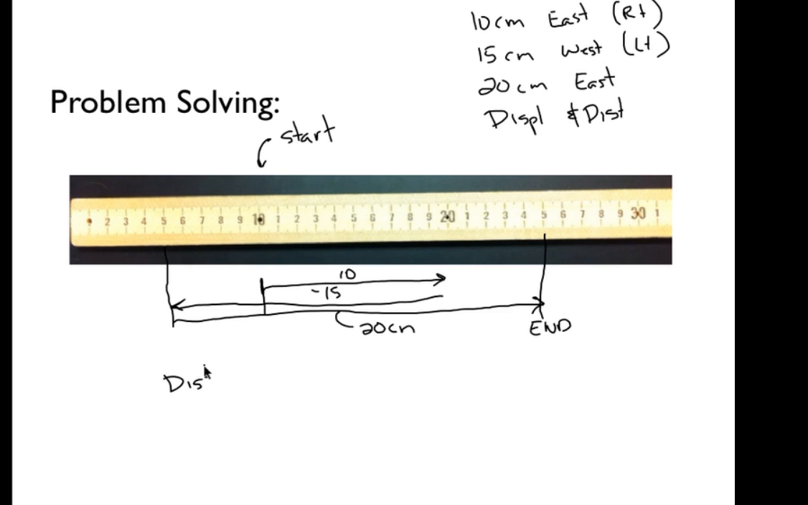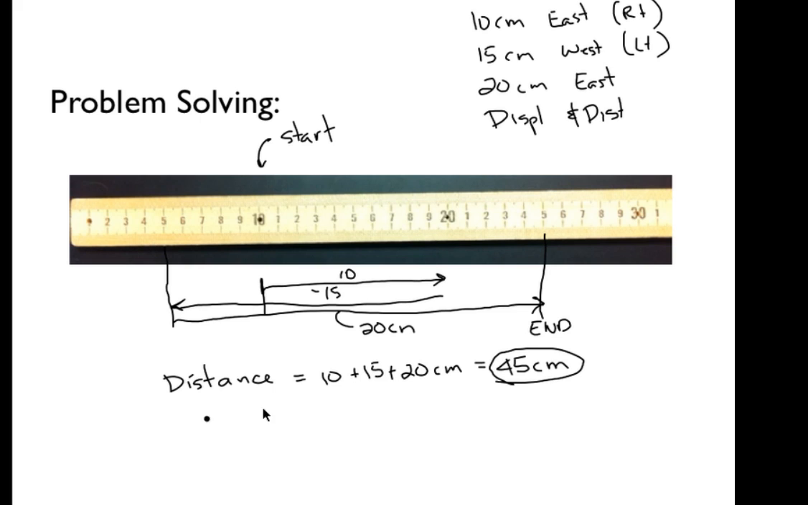Well, distance is simply adding up all of them. I'm taking all of them as positive values because distance is just how far you traveled. So I went 10 plus 15 plus 20 centimeters, which gives me 10, 25, 45 centimeters. So the bug actually walked 45 centimeters.